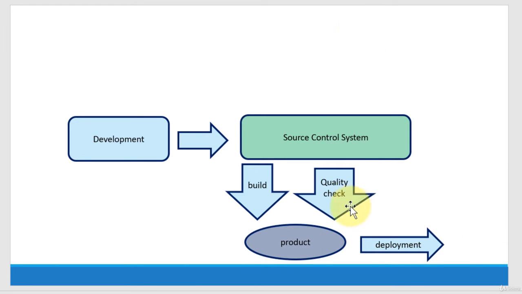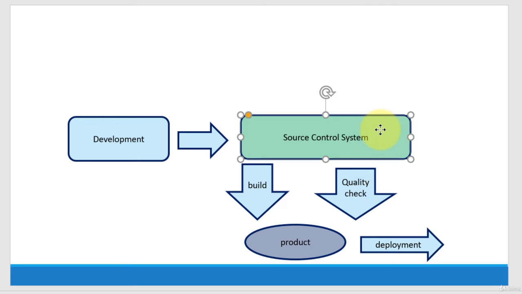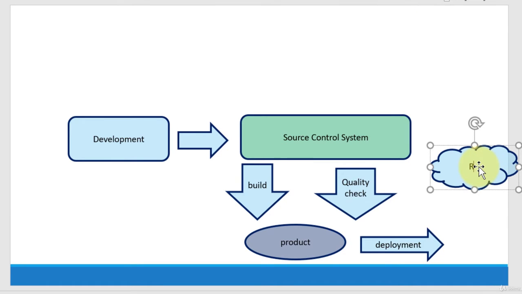So what quality check happens? The quality tools or the continuous inspection tools like SonarQube are going to check the quality based on the rules that have been predefined. For the project or for the language, there are some rules that can be predefined, whether the source is adhering to that specific rule or not.